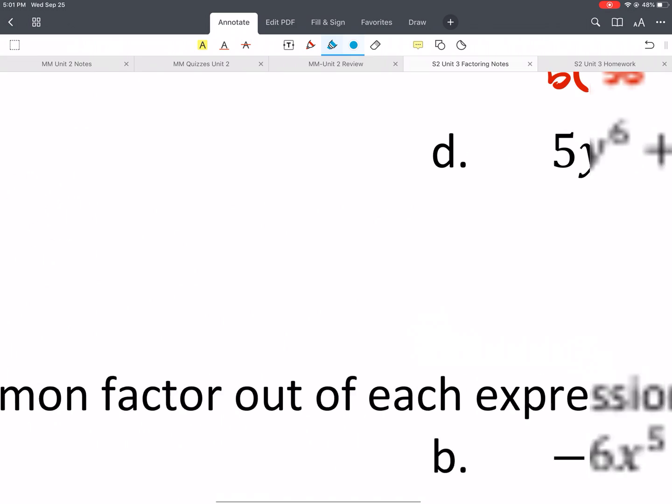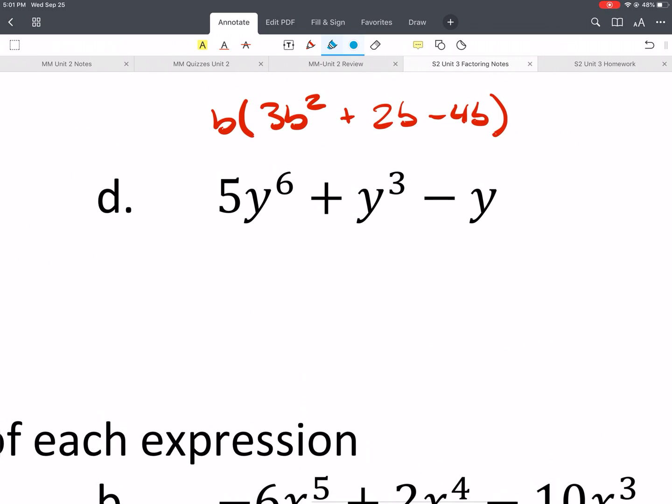All right, and then D, just another example, greatest common factor. I had a lot of students in class say, well, is the greatest common factor a negative y? Well, we only factor out a negative if the leading term is negative. So if there was a negative here, then yeah, for sure, you would take out a negative. But since our negative is not in the leading term, it's at the last term, all we can take out would be a y.